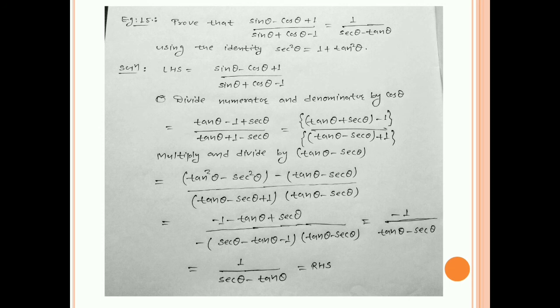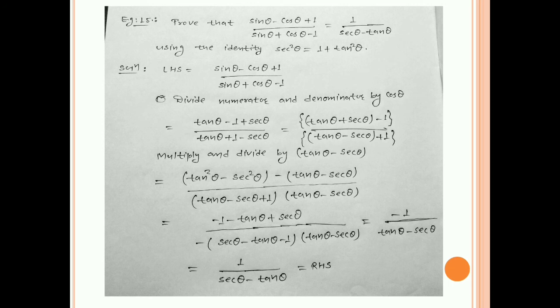From the above identity, tan square theta minus sec square theta is minus 1. So in place of tan square theta minus sec square theta, we can write minus 1. And if we expand the denominator, we will get minus sec theta multiplied by tan theta, and minus into minus will be plus sec theta. If we take minus common, then it will be (sec theta minus tan theta minus 1) into (tan theta minus sec theta).